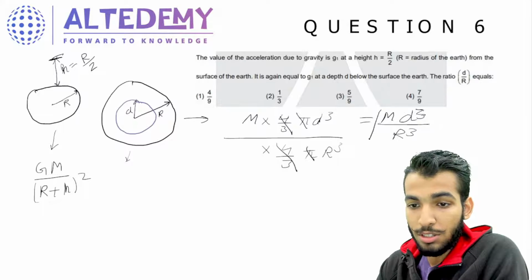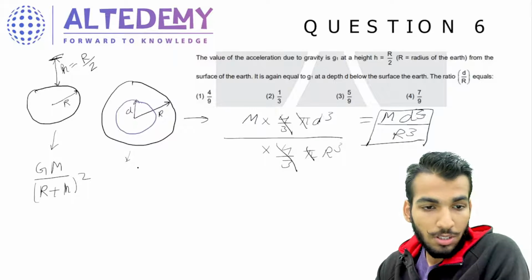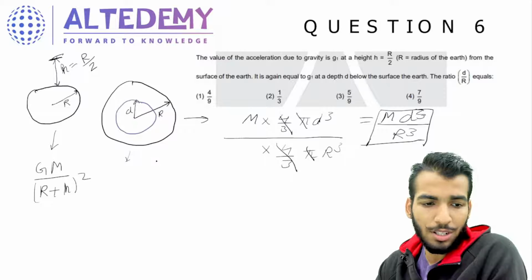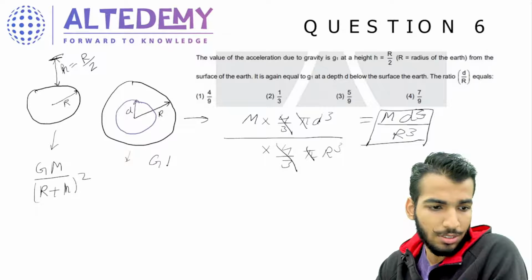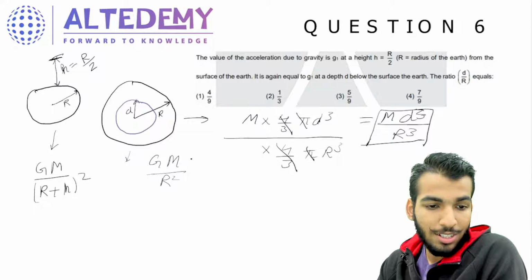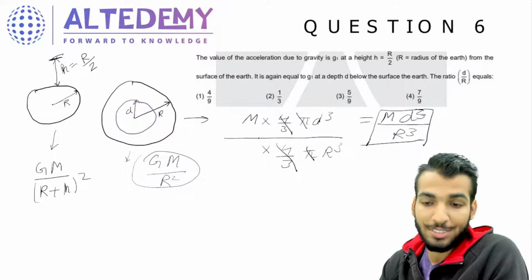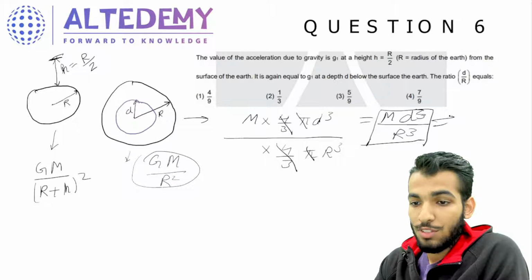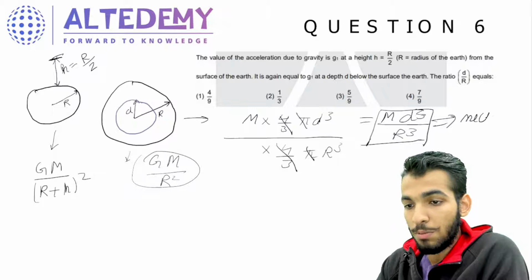So this will be the new mass which is applicable to this formula, GM by r square. This is the actual formula and this is the formula at a certain height. So this will be the new mass which we have obtained.